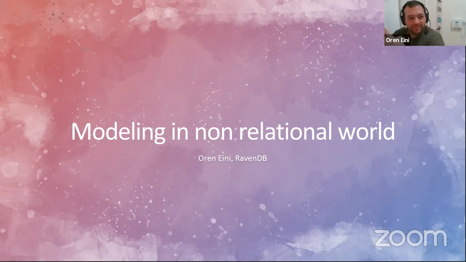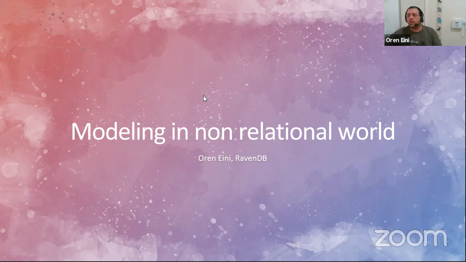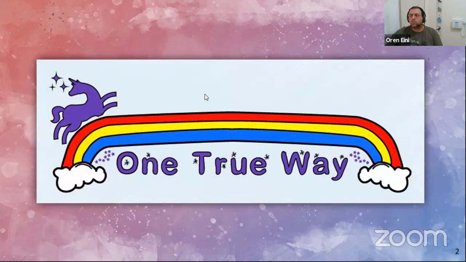I'm ready. Okay, so let's get this started. Thank you. This talk is about modeling in the non-relational world. And it's interesting because I'm going to talk about modeling mostly in a negative sense. This is because for most of us, there is one true way that we were taught to model. Data is modeled using relations, tables, foreign keys, constraints, those sorts of things. And that's the way it's supposed to be.